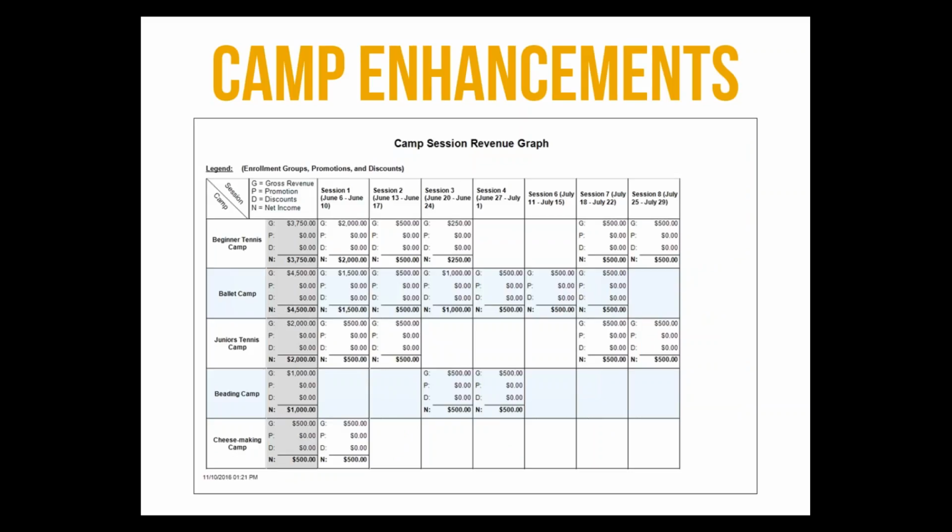In April, we also added a revenue report for camp. What this does is you'll see each row is essentially its own camp, and each column is a session. For most people, a session is like a week. So if you follow the row and the session to a specific box, you'll be able to see the revenue, any promotional discount that you might have given, other discounts that you provided in the system, and finally a net income amount for that particular camp offered in that particular week.